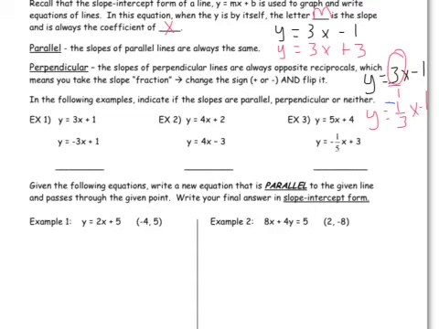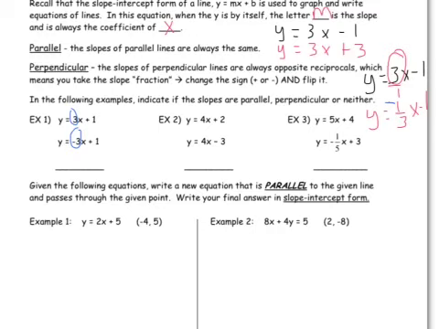Alright, in the following examples, indicate if the slopes are parallel, perpendicular, or neither. So first thing we want to look at is to see if they're parallel. That's the easiest thing to identify. So I'm going to look at example 1, and it says y equals 3x plus 1 and y equals negative 3x plus 1. So the slope in the top one is positive 3, and in the bottom one it's negative 3. In order to be parallel, they have to be exactly the same, and they're not.